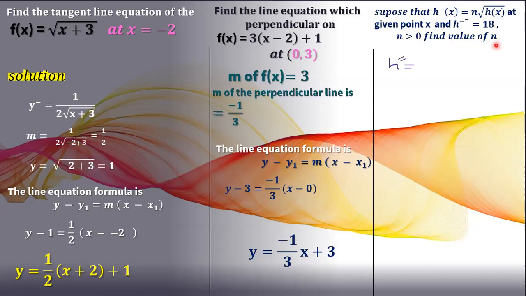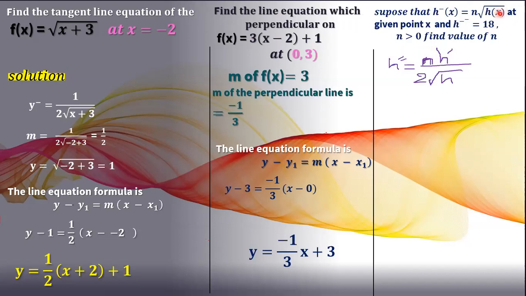So we have h double prime equal 18. We have h prime. To get h double prime, we must get the derivative of the first one. So the derivative of h prime, h double prime, equals n constant, so n times. What is the rule of square root?